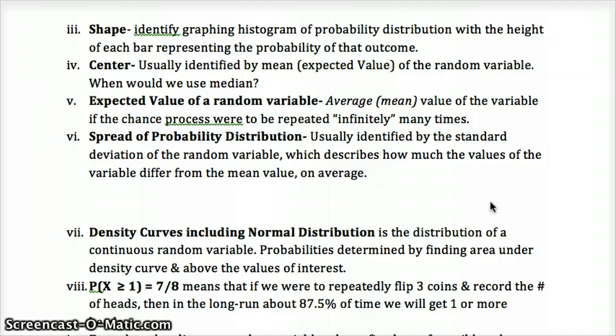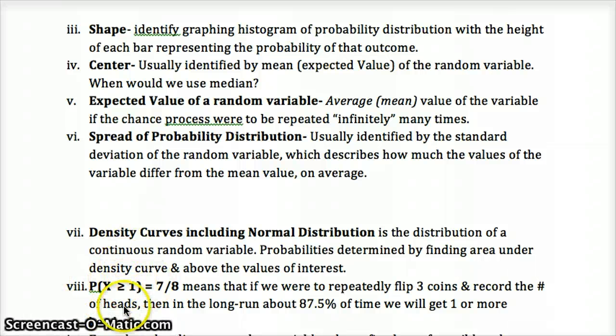Density curves, including a normal distribution, that's the distribution of a continuous random variable. The probability is determined by finding the area under the density curve. So just like we looked at the normal distribution before and asked what percent of the normal curve was at z equals -1 or less, we are looking at the area under the curve. Same thing here.